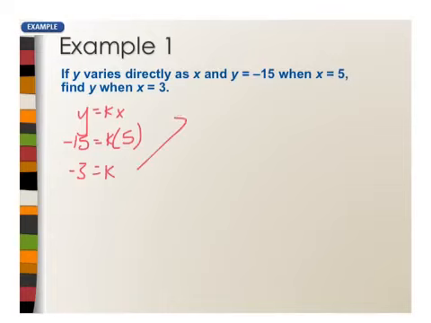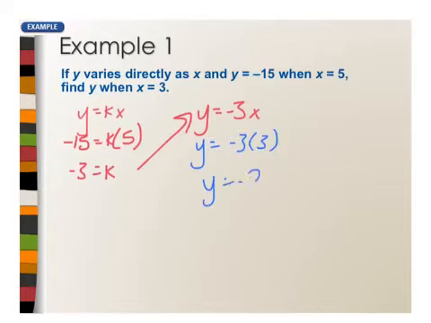So now I have an equation, y equals negative 3 times x. So y and x are related by this new equation that I've just created, because I just found the constant of variation. And then I'm just going to substitute 3 for x and solve for y. So y equals negative 3 times 3, y equals negative 9. And that's our answer.